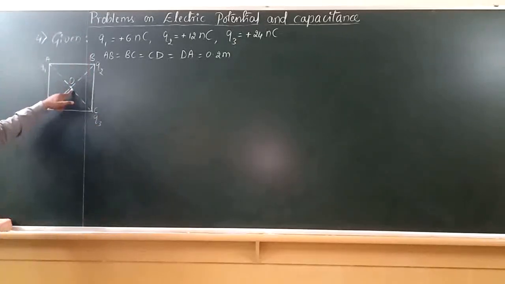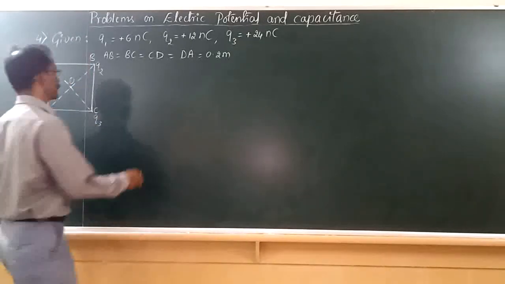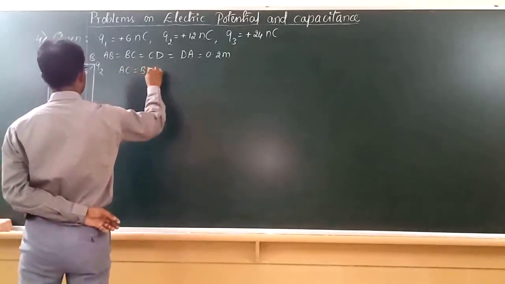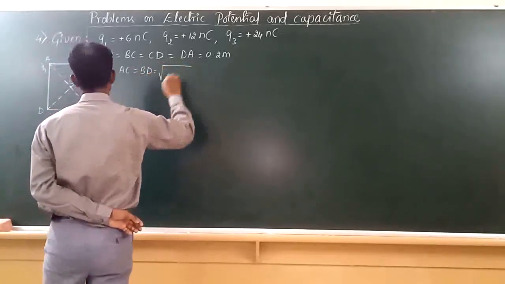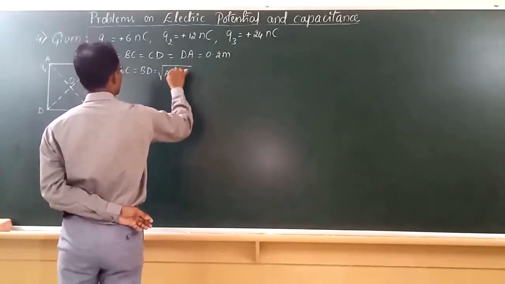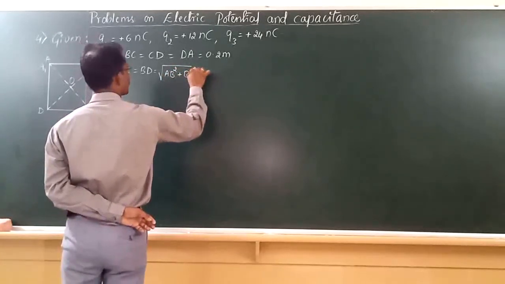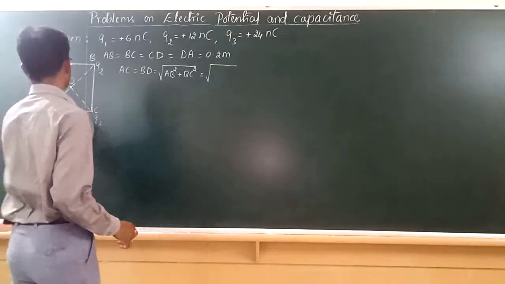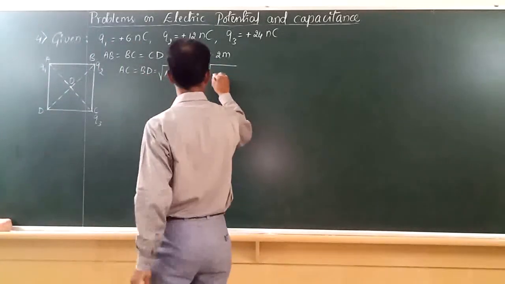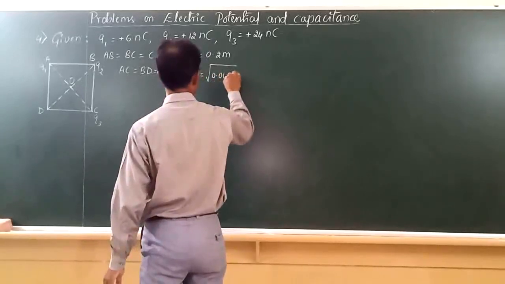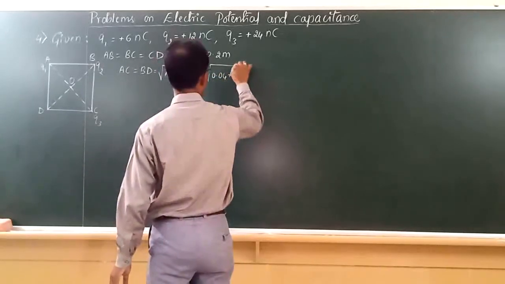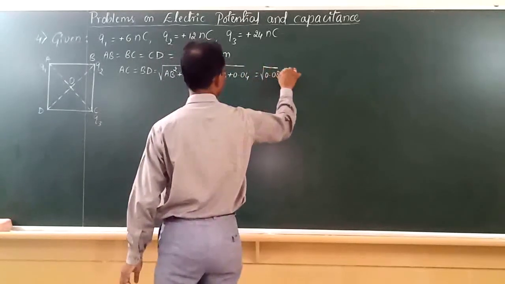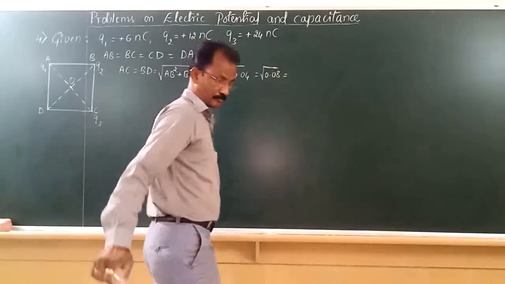Finally, the distance of the center from each corner: AC is equal to BD, equal to root of AB square plus BC square, which is root of 0.2 square, that is 0.04, plus 0.04, which is equal to root of 0.08.